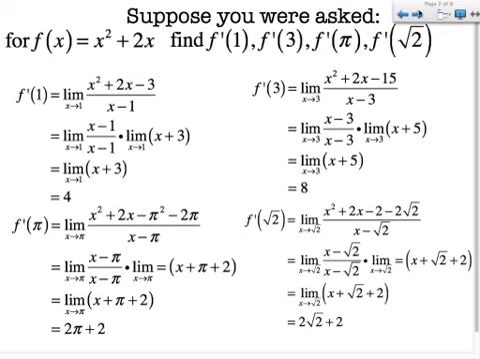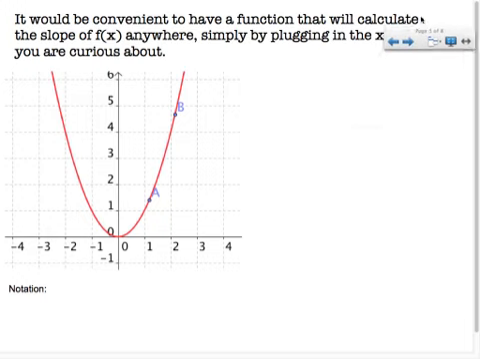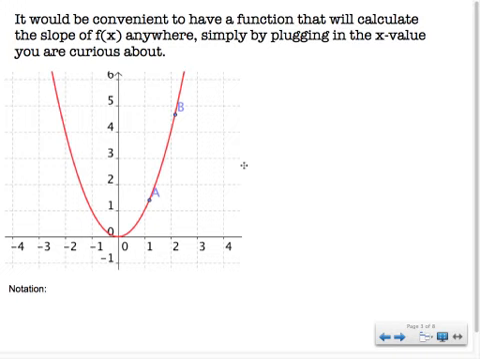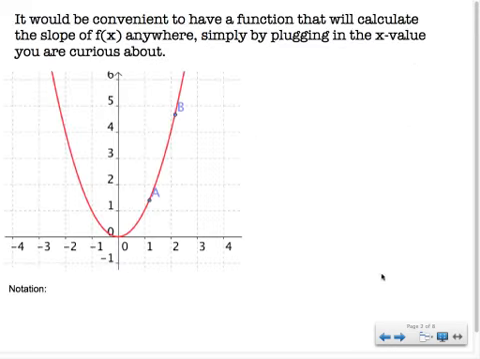Now it would be very convenient to have a function. Remember, a function is something that you plug something into and something comes out. It would be convenient to have a function that will calculate the slope of f anywhere I want just by plugging in an x value into this function. And that's what we're about to do here, is create that function and show you where that function comes from, so that you don't actually have to go through these same calculations over and over again for the same curve. I find it very useful as we move on in the course.